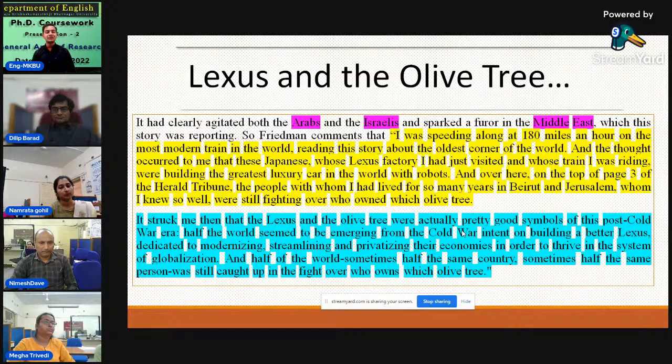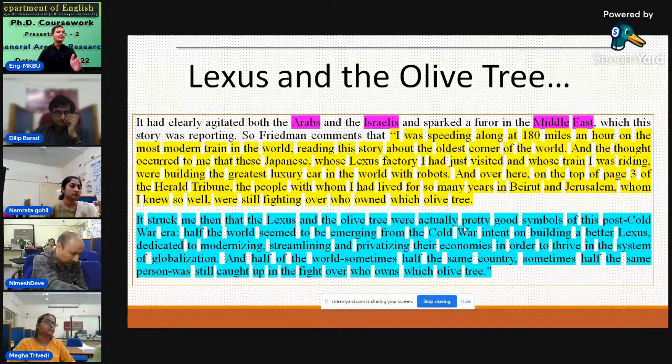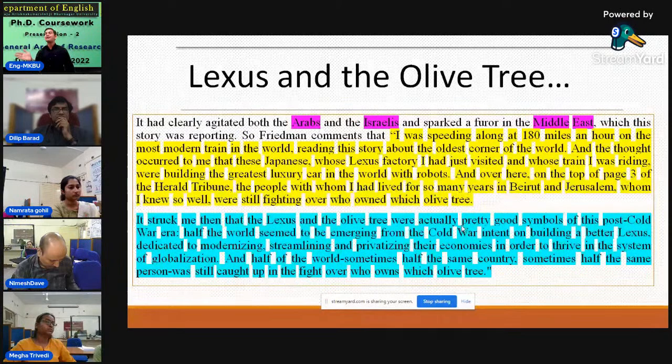So Friedman comments: I was speeding along at 180 miles an hour on the most modern train in the world, reading the story about the oldest corner of the world, and the thought occurred to me that the Japanese, whose Lexus factory I had just visited and whose train I was riding, were building the greatest luxury car in the world with robots. And over here, on the top of page 3 of the Herald Tribune, the people with whom I had lived for so many years in Beirut and Jerusalem, whom I knew so well, were still fighting over who owned which olive tree. So these lines are very interesting. Here, Thomas Friedman is comparing two worlds. On the one side, there is the world of Japan, which is most advanced. And on the other hand, we have Palestine and Jerusalem, which are among the oldest places in the world, and still there is a fight going on about religion.